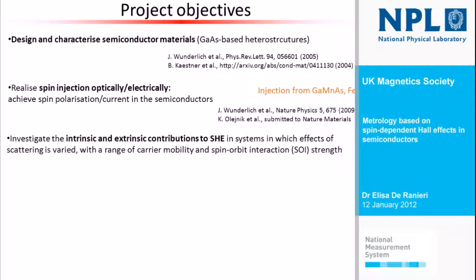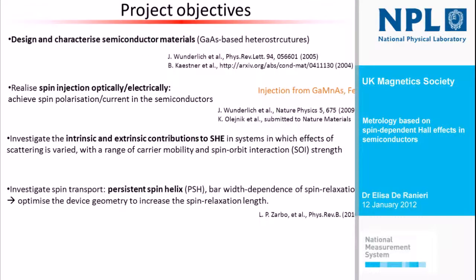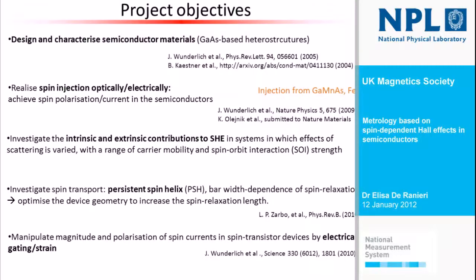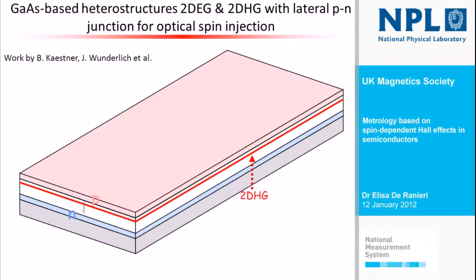Therefore, we aim to study materials which have a range of carrier mobility and spin orbit interaction strengths, meaning different scattering rates, and this will give us insight on what these contributions are. And we also want to try to increase the spin relaxation length to exploit this concept of persistent spin helix, which I'll talk about in a sec. And another goal is to be able to manipulate the spin currents when they've been injected, and this could be done, for example, by electrical gating or by strain. So I will now move on to describe what these structures are like.